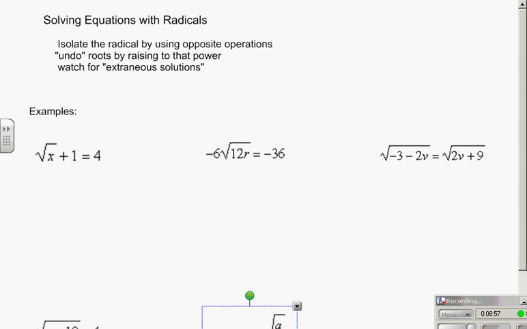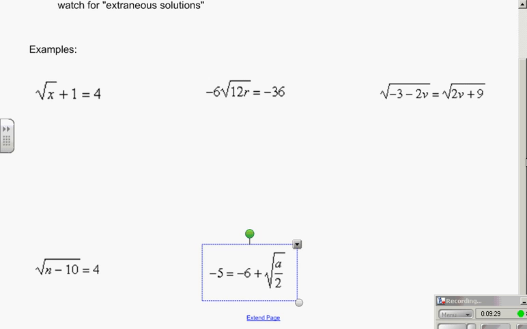Now, solving equations with radicals is just like Algebra 1 with one new step. You're going to isolate the radical by using opposite operations, just like we isolate the variable when we're solving. We're going to undo the roots by squaring or cubing, depending on whatever root or power that we need. We're also going to watch for extraneous solutions, and extraneous solutions are those answers that show up that might make our original problem false. So in this case, any value that would make whatever's under our radical negative.